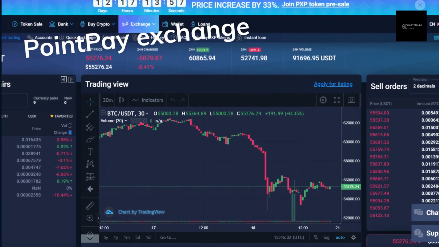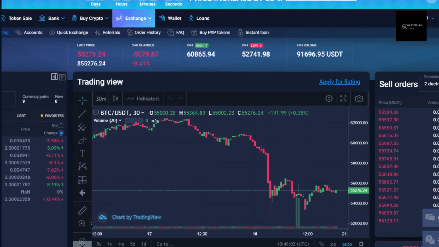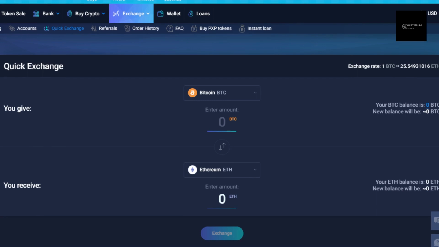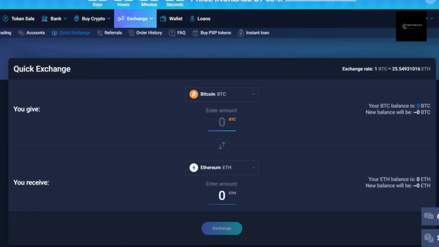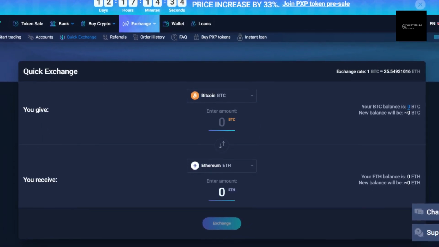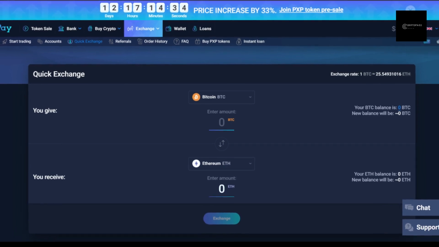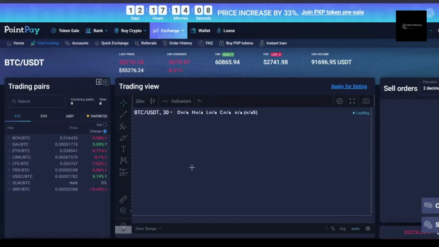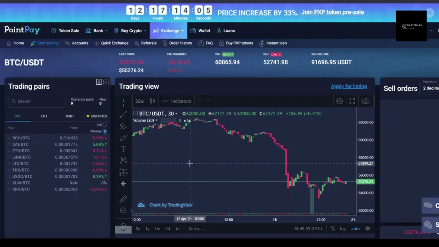The PointPay cryptocurrency exchange. The PointPay platform offers a quick exchange and a traditional cryptocurrency exchange. With the quick exchange, users of PointPay can exchange their crypto assets at the market value, in a prompt method. Also, using the traditional cryptocurrency exchange, users can trade their cryptocurrency at the price set by them.